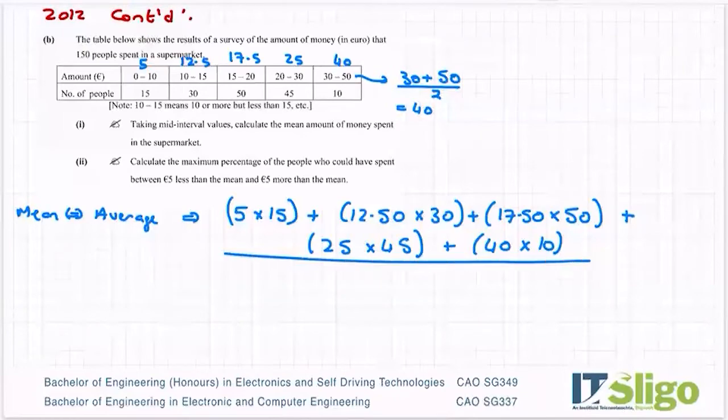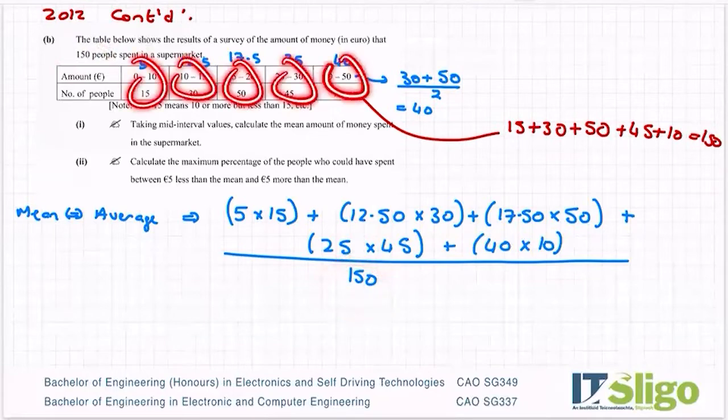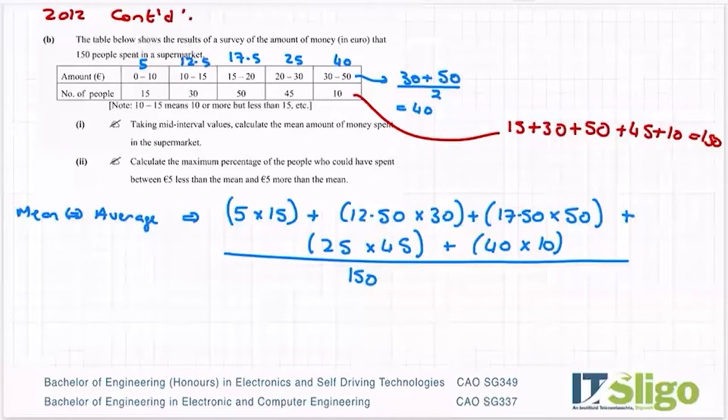All over, how many people did I have? 150. Okay, and you would have got the 150 either from going 15 plus 30 plus 50 plus 45 plus 10 is 150. Okay, that is the amount of people who were surveyed. Be careful. The big mistake is people put the number 5 down there because it's 1, 2, 3, 4, 5 ranges of people. So it's not 5 people that were asked. The number of people asked was 150.